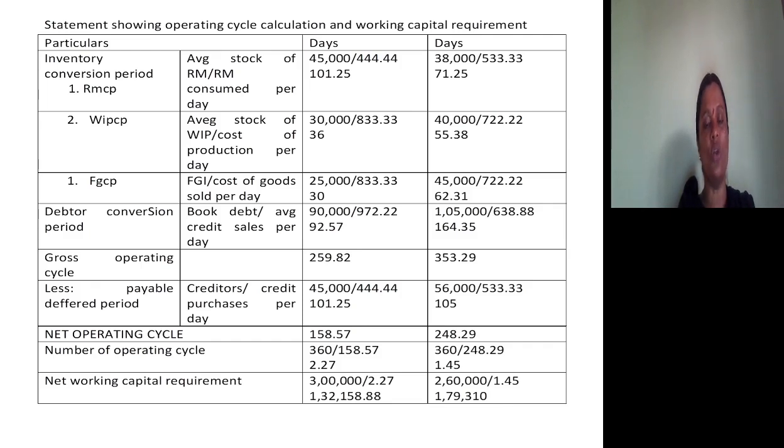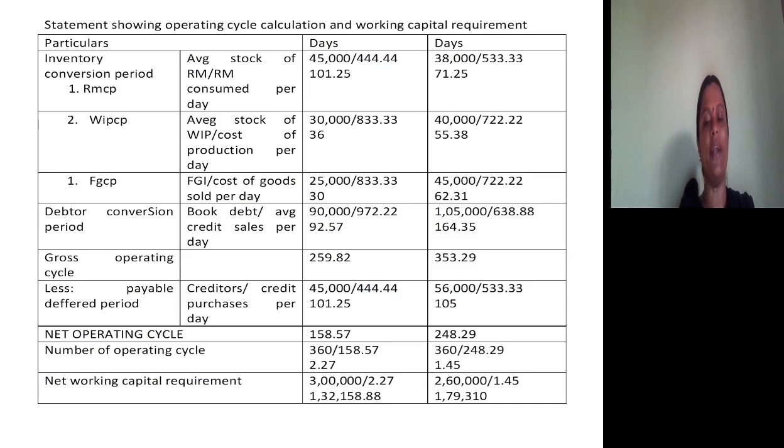Let us look at the solution part. Raw material inventory divided by raw material consumed per day. Then work in progress inventory divided by cost of production, which is not there, but in the formula you have to write cost of production, but we are taking cost of goods sold. We are assuming cost of goods sold is equal to cost of production. Then finished goods conversion period: finished goods inventory divided by cost of goods sold per day. So 101.25, 36 plus 30 is totally called the inventory conversion period. As far as the second year is concerned, 71.25, 55.38, 62.31 is the answer.